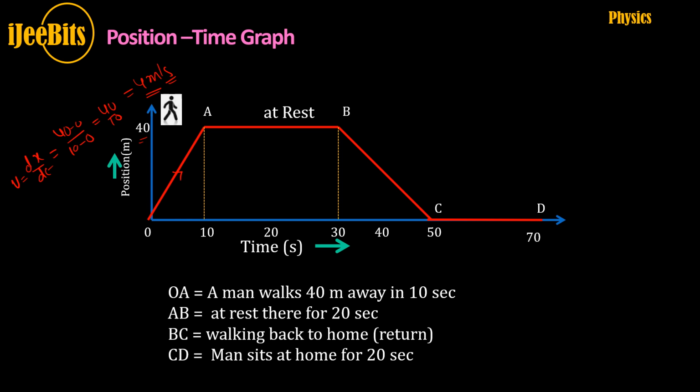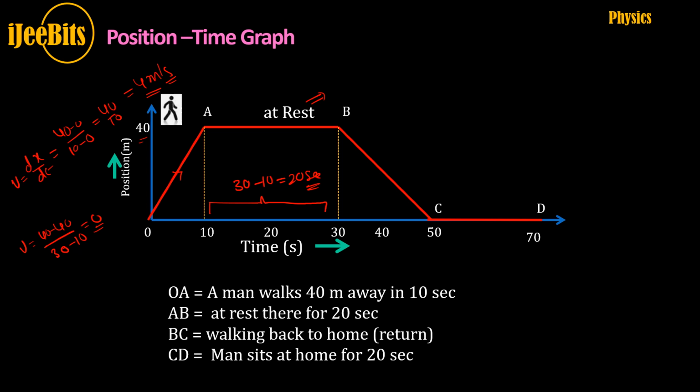Okay, now from A to B, you see your dx is how much? 40 minus 40 divided by 30 minus 10. So it is nothing but 0, no? So you are at rest. That's why I'm saying you are at rest. But what is the time period? This area, 30 minus 10 is equal to 20. So for 20 seconds you are at rest.